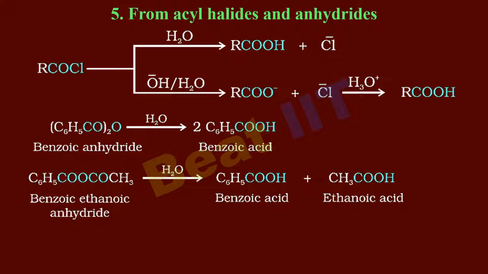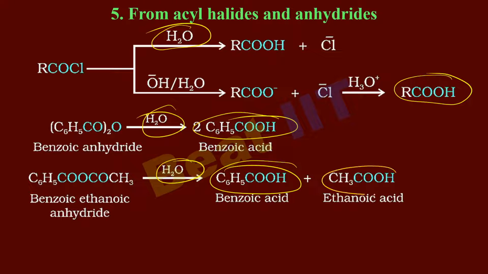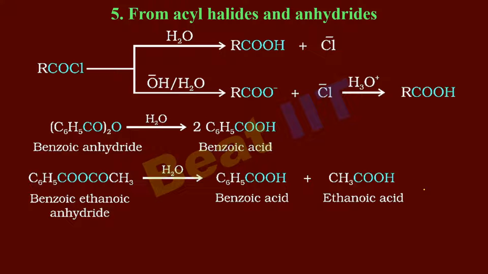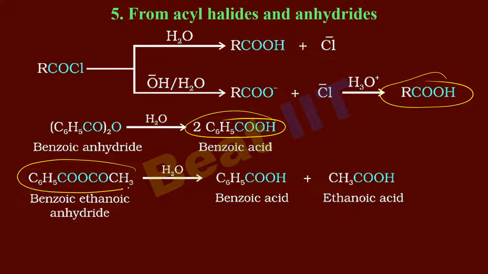When you react these with water, it is simple hydrolysis. Acyl halides and anhydrides on hydrolysis will give you carboxylic acids. In the case where the acyl groups are not the same, you will get two carboxylic acids pertaining to the two different acyl groups. If you have the same acyl group, you will get one carboxylic acid. Easy to remember: if it is an acyl halide or a symmetrical anhydride, meaning both acyl groups are the same, then you will get a single carboxylic acid. If it is an unsymmetrical anhydride, you will get two different carboxylic acids.